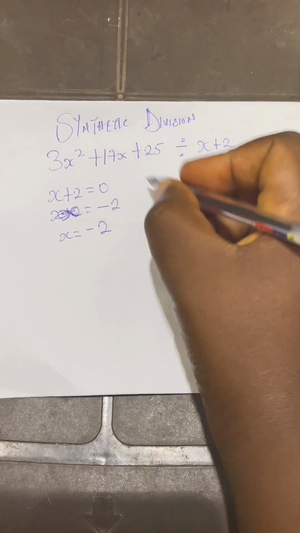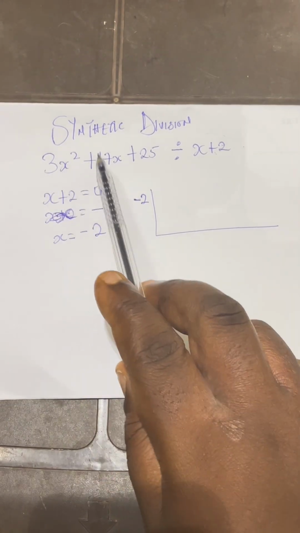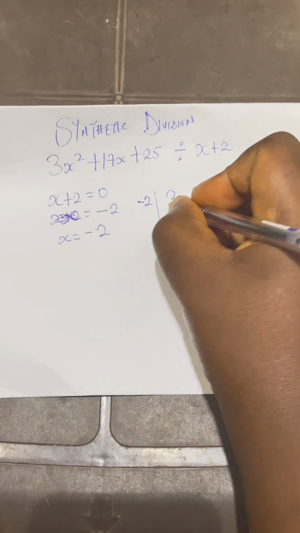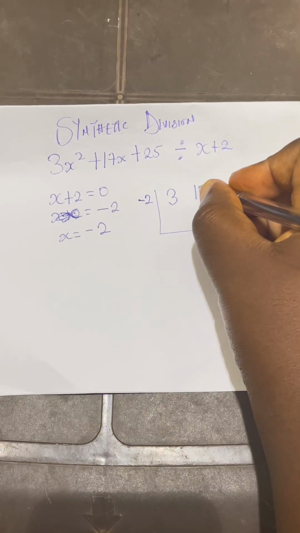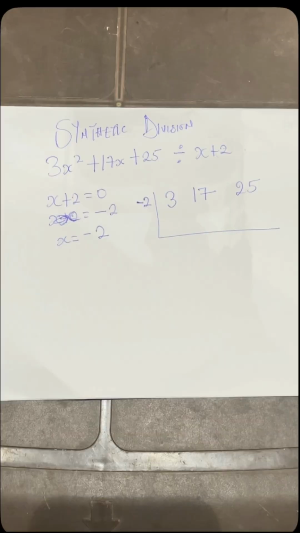Then the next step is to draw an L shape, after which you list out the coefficients of the dividend. The dividend in the question is 3x squared plus 17x plus 25. So you list out the coefficients, starting from the coefficient of x squared, which is 3, then 17, then 25. You always have to be careful of the signs. If you have a negative sign, remember that the negative sign will also be brought down.